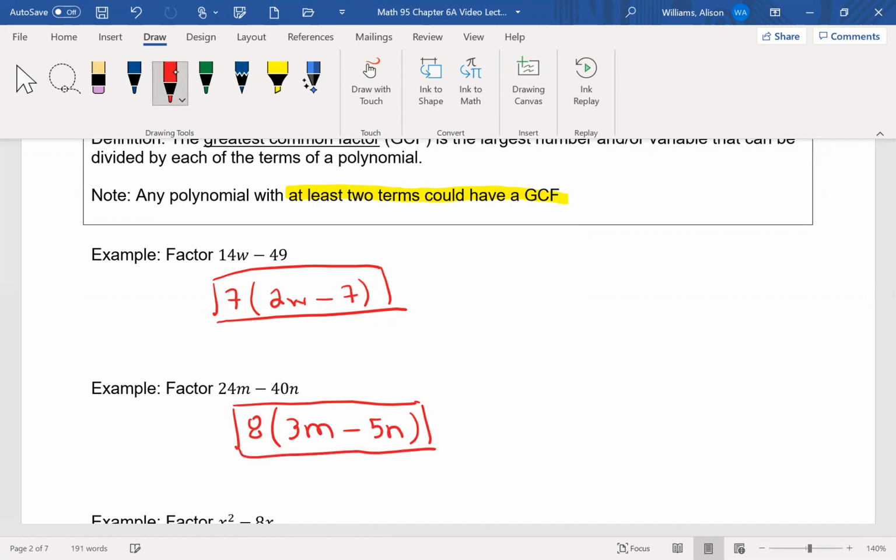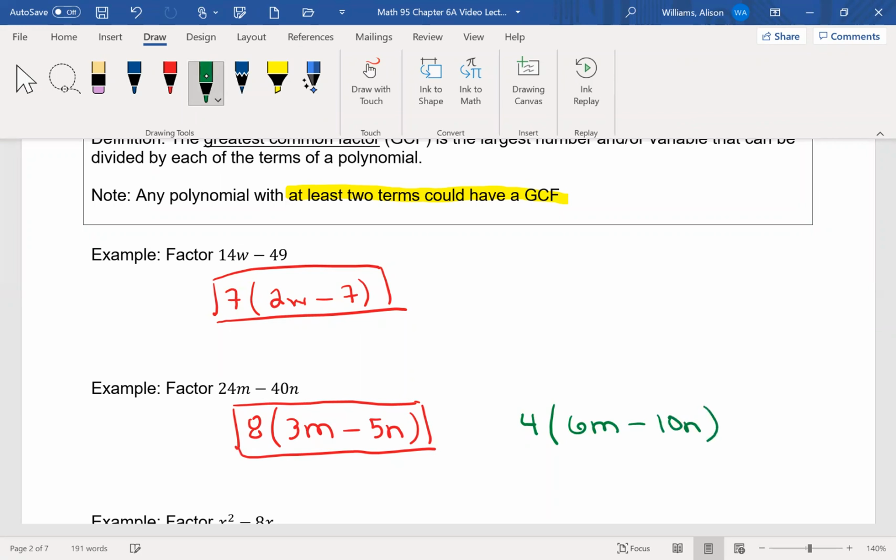There's a trick that I like to use to make sure I've gotten the GCF. So here, I'm just going to write it next to it. Let's pretend I factored out 4. I just didn't notice that 8 worked. And let's say I have 6m minus 10n.